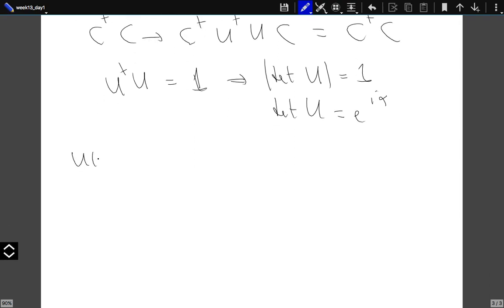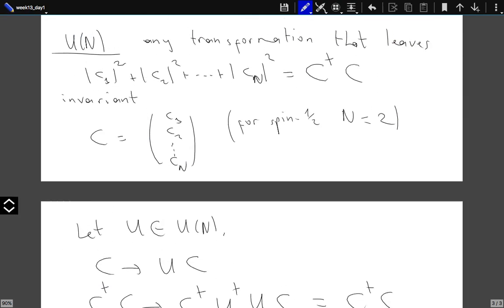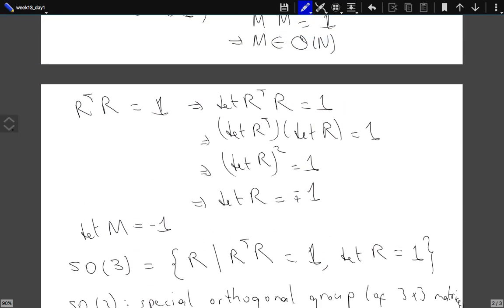So here is our definition. UN is all the elements U such that U dagger U is equal to 1. And SUN is all U such that U dagger U is equal to 1. Furthermore, the determinant of U is equal to 1. In general, the determinant of U in UN can take any complex number with a unit norm. If you look at the O3, the possibilities were only plus or minus 1.